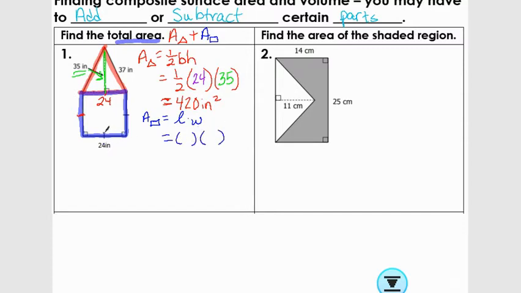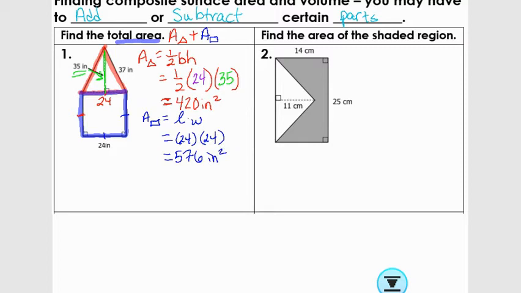Because this is a square, these sides are marked congruent. Those are both 24. So when I plug 24 in for both of those and put that in the calculator, I get that the area of my square is 576 square inches, or inches squared.